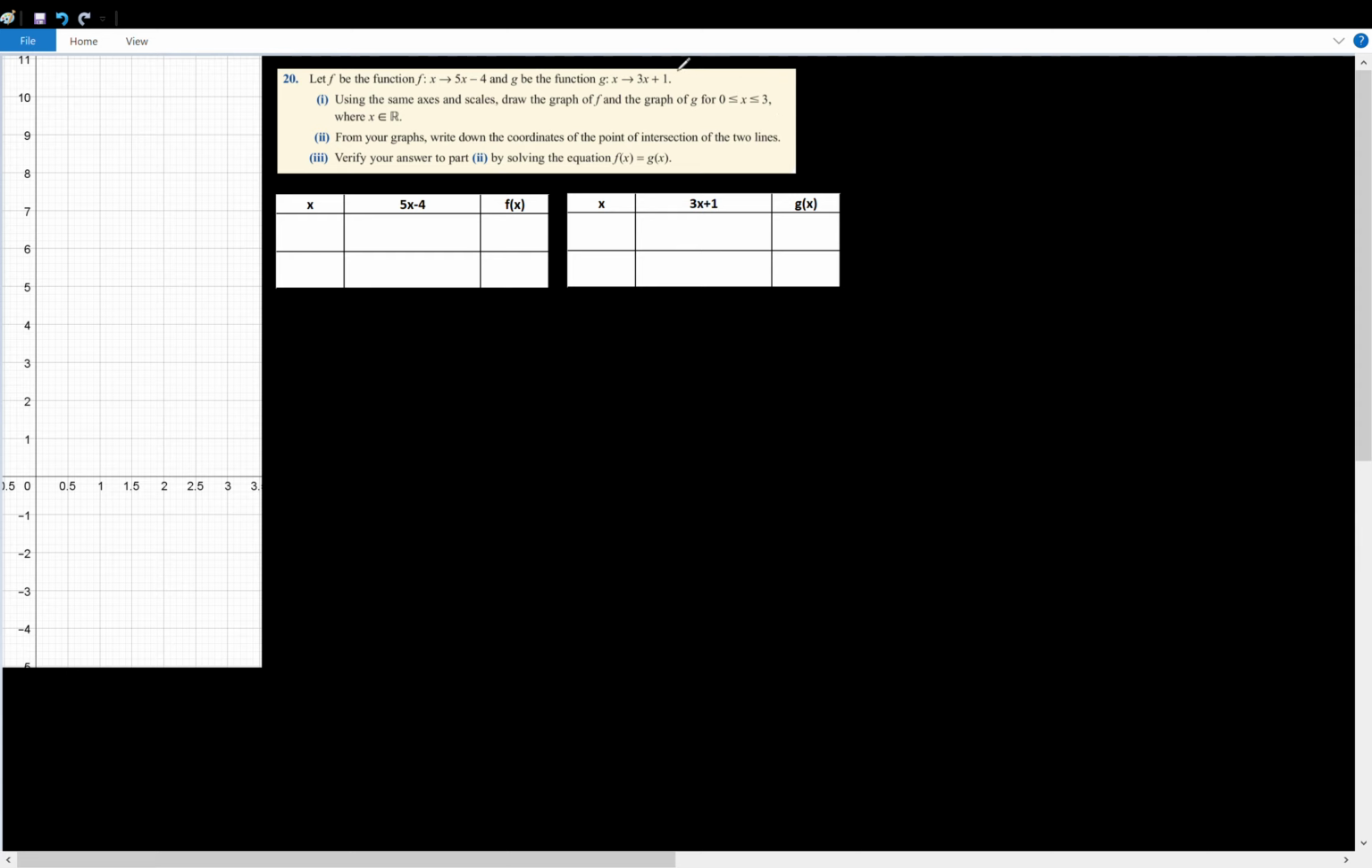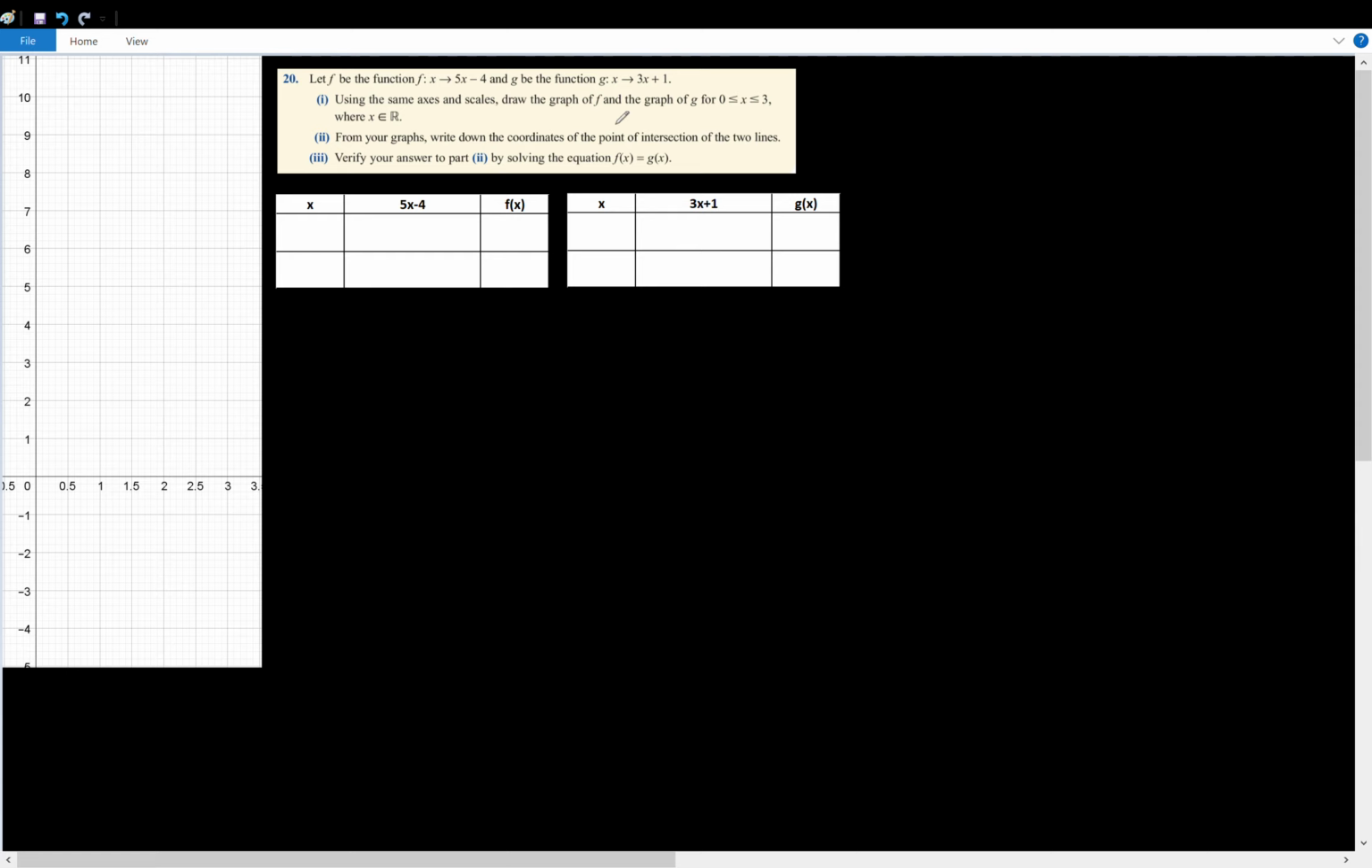of the two lines, and then we have to verify our answer to part 2 by solving the equation f of x equals g of x. That's a lot, but we'll take it step by step. We're going to use these two tables here to help us graph our lines.